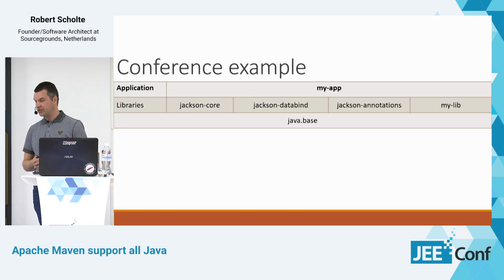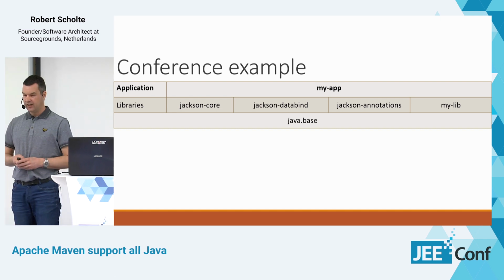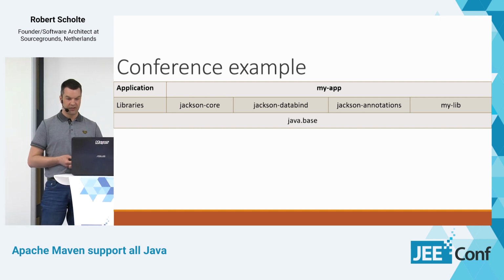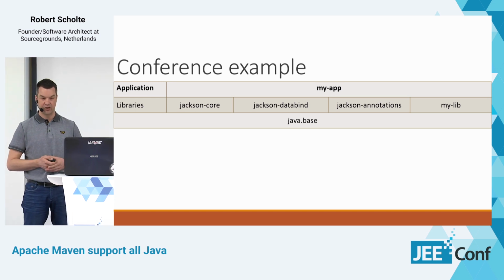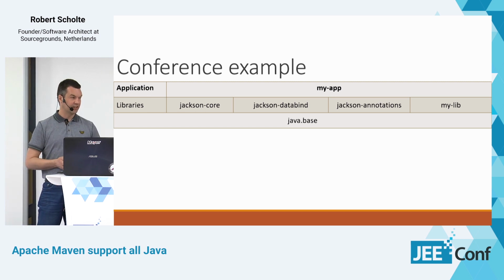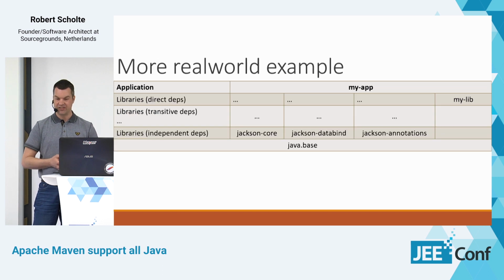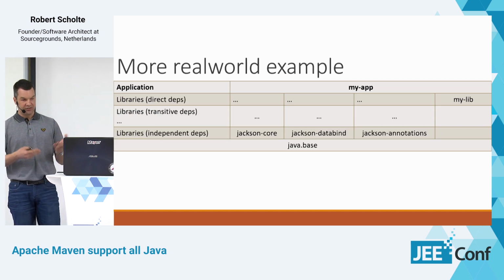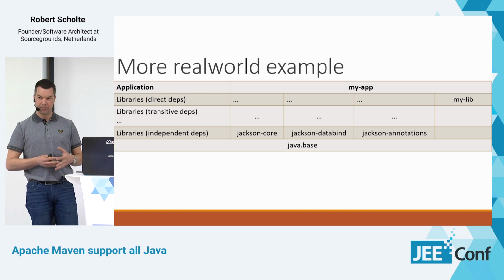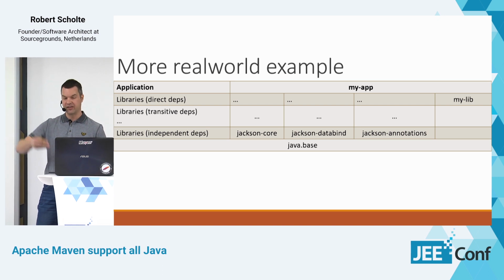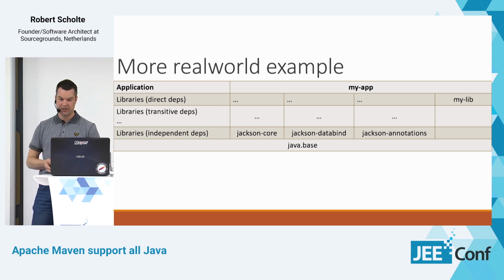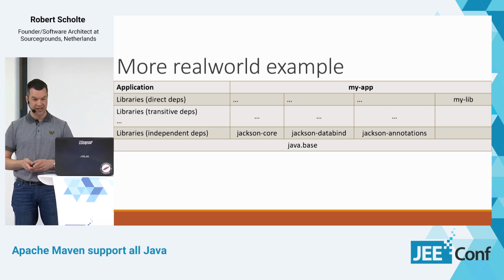So this is an example of what you see during the conferences. You have this small application, it's called My App, and it is using a couple of libraries from Jackson, and it also has its own library, and it's all on top of java.base. Not really a real-world example. This is a real-world example. So you have your application, it's called My App. It has direct dependencies, but these direct dependencies also have other dependencies called transitive dependencies, and that could be a long list, and at the bottom there are these independent libraries that don't have any other dependencies other than java.base.